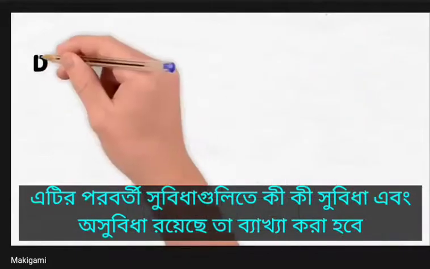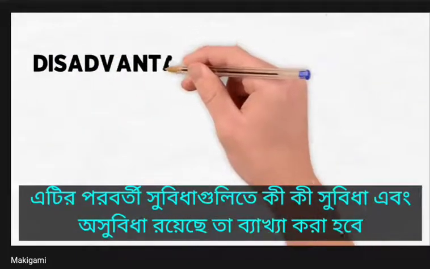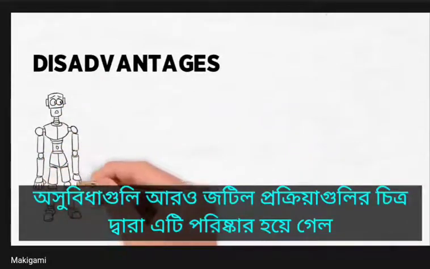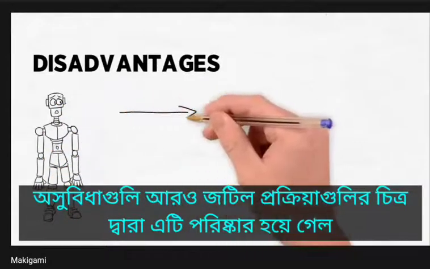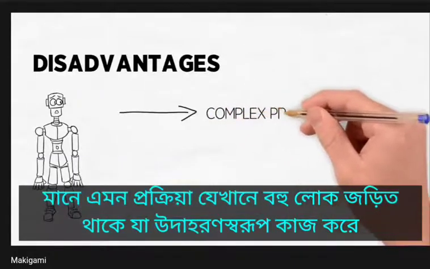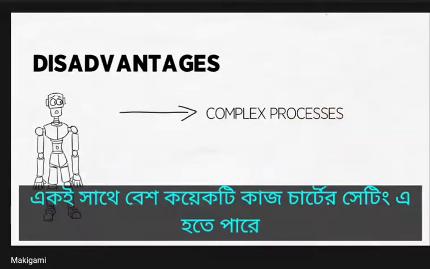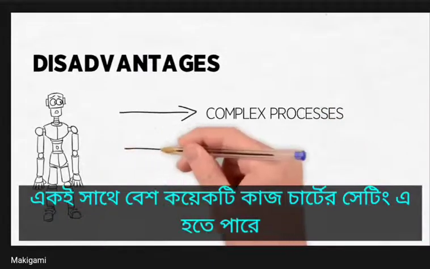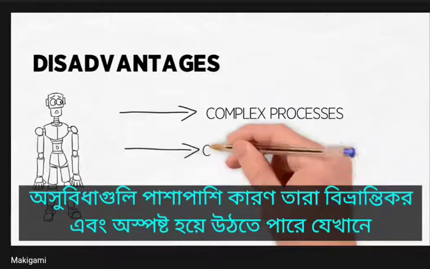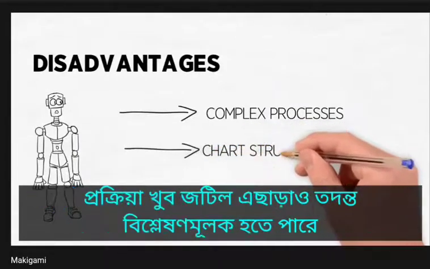But what are the advantages and disadvantages? This will be explained in the next chapter. The disadvantages became clear by illustrating more complex processes. This means processes where many people are involved that work, for example, on several tasks at the same time. The setting of the chart can be a disadvantage as well, because they could become confusing and unclear when the process is too complex.